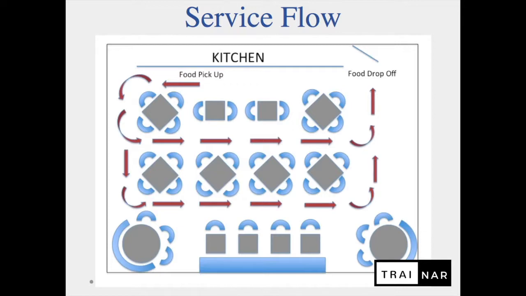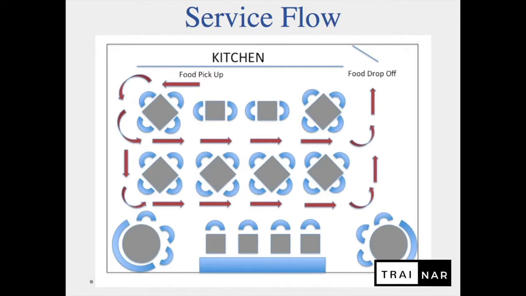This particular scheme allows an easy pickup from the kitchen and an easy drop off when the servers are moving only in one direction, which in this particular example is anti-clockwise. So you can have the service flow clockwise or pretty much in any direction that you want, but it's good to design it in a way that it's only following one direction. This will allow your servers to easily serve each table.